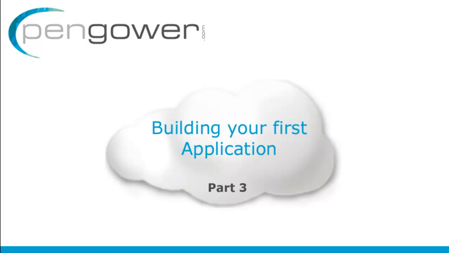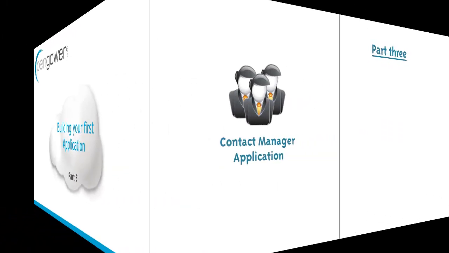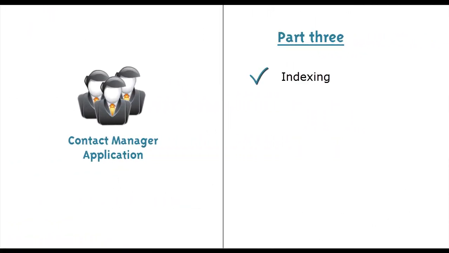Welcome to the final part of building your first application. So far, we have created types, sections and elements, all managed in the data model. Then part 2 went on to look at the logic and interface layers. To start part 3, we'll look at indexing.